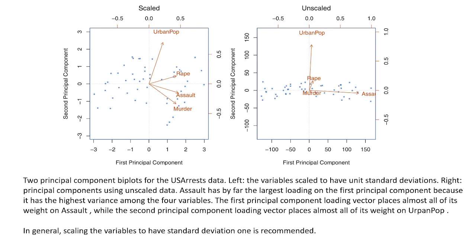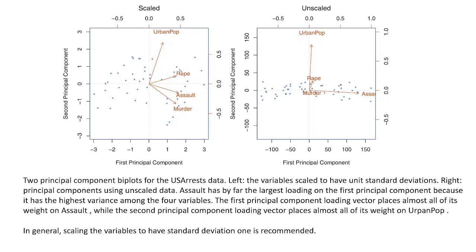So now let's look at this one. On the left hand side you have a similar output that we have discussed before, but on the right hand side you have the one with the unscaled variable. So the first principal component biplots for the US arrest data.